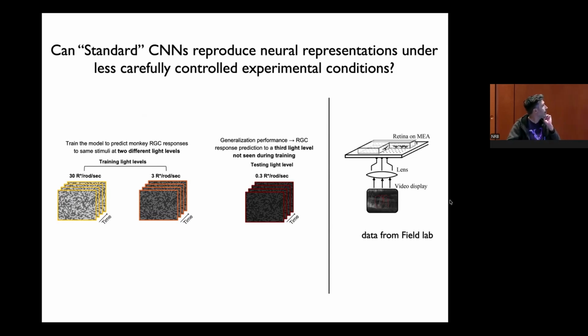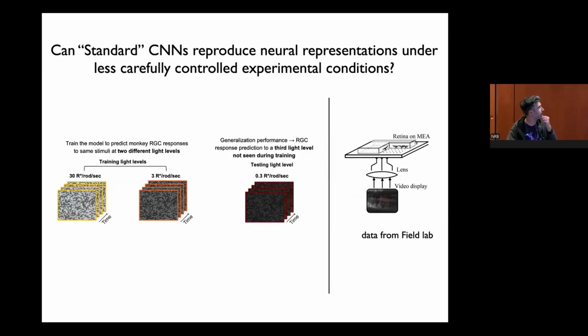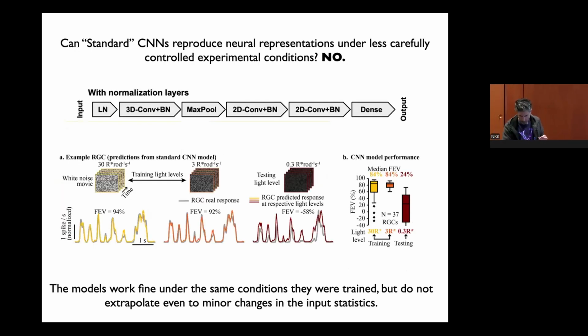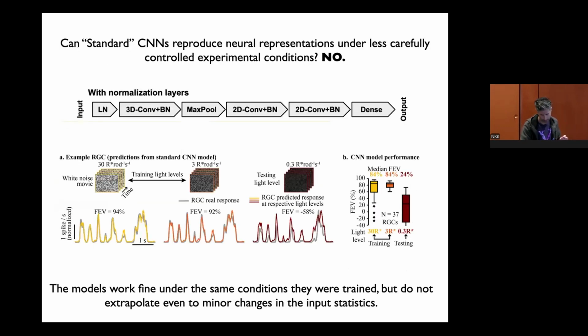We then took the classic type of models from these previous studies, the normal off-the-shelf machine learning models. And we trained the model to take in the movie from 2 of these light levels and predict what the ganglion cells should do. Then we tried to test it on the 3rd light level to see if it could generalize and figure out what's supposed to happen under slightly different conditions. And the short answer is no. It just doesn't particularly work.